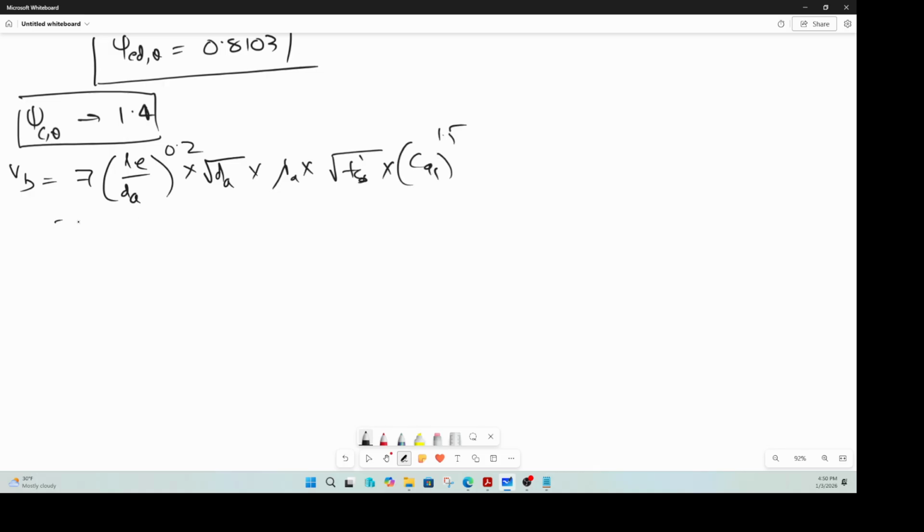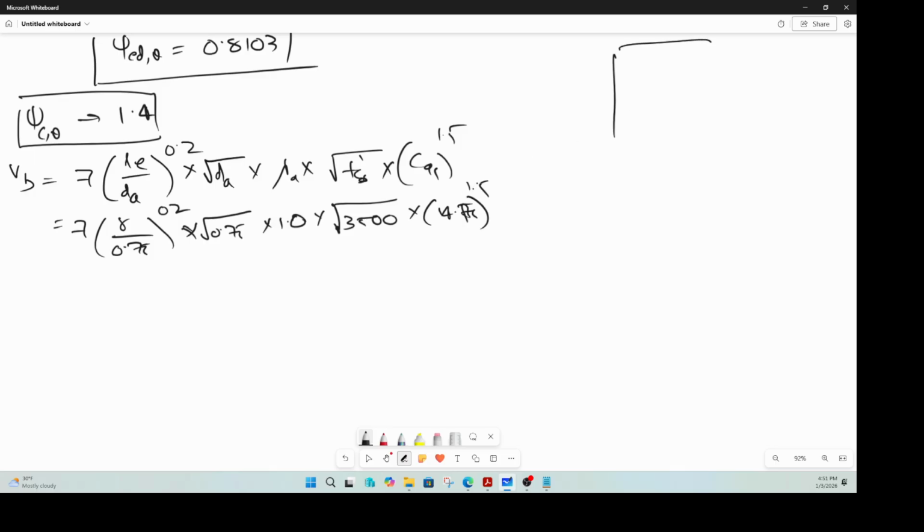times lambda_a, the modification factor for lightweight concrete, times the square root of f'c, the compressive strength of concrete, times ca1 to the power 1.5. So that is 7, 8, the diameter of the anchor is 0.75, 0.2, right? Square root of 0.75, times normal weight concrete, so that is 1, times square root of 3500, times 14.5 to the power 1.5.